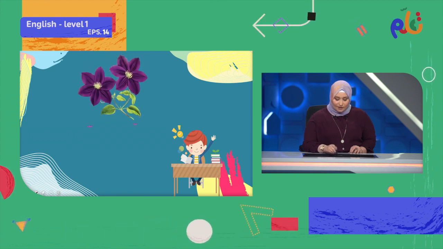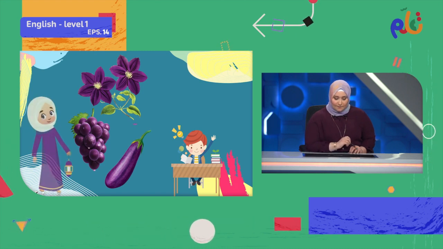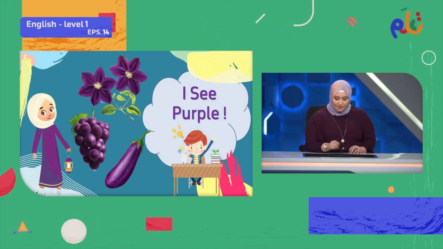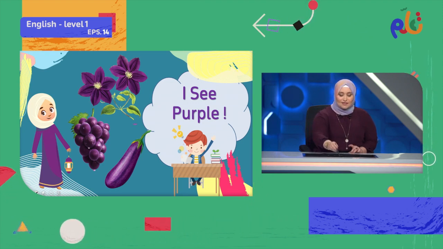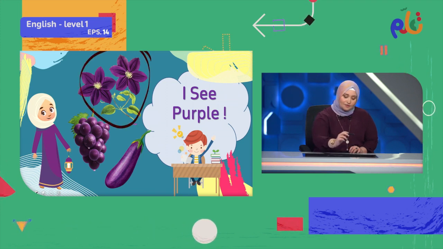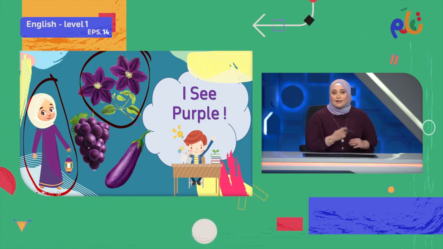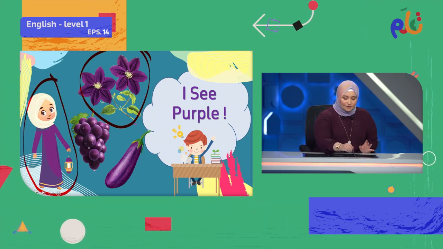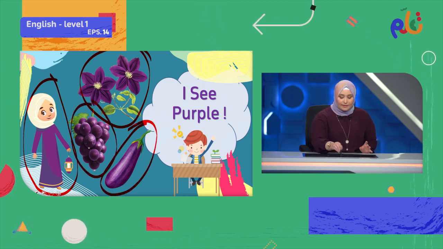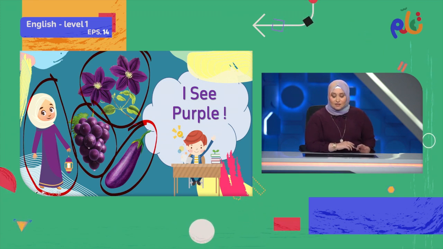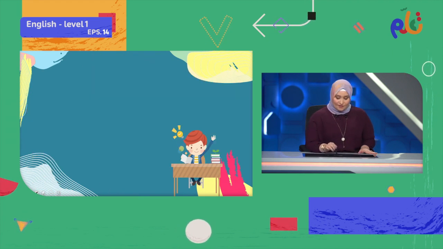Okay, what's the following color? That's a cute color. What could it be? Purple. Perfect. We could see here purple flowers. This girl is wearing a purple gown. Purple grapes and purple eggplant. All of these items come in the color purple.